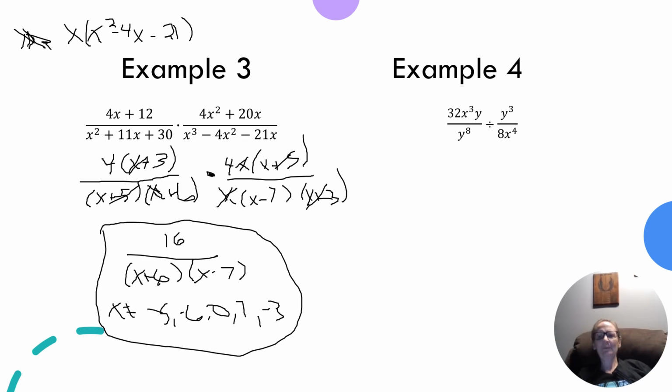All right, moving on to example 4. We have division. So basically division is multiplication. We change it to a multiplication first. So the first fraction I'm just going to copy, and the second fraction, I'm going to turn upside down.